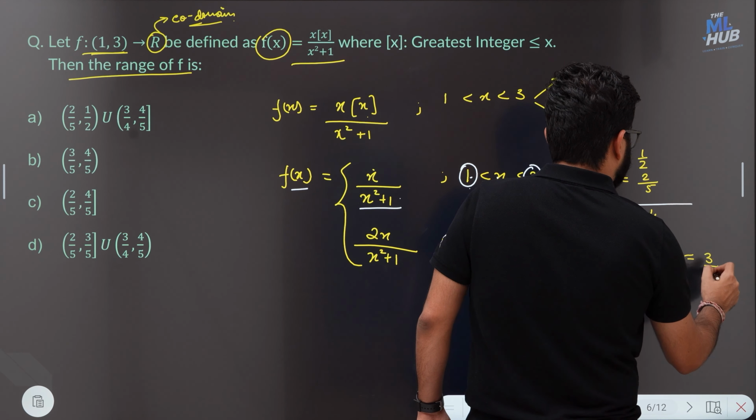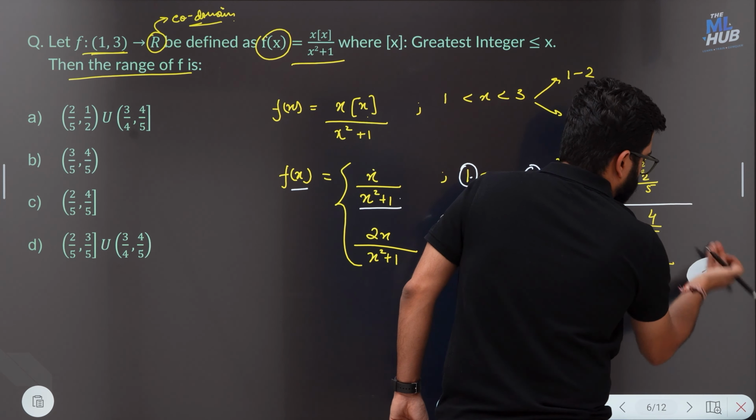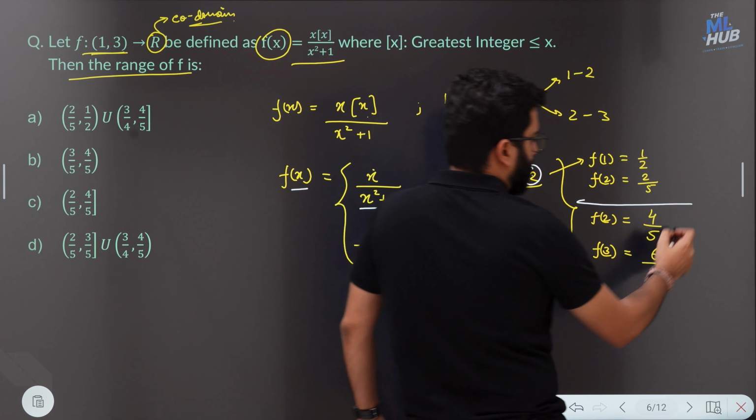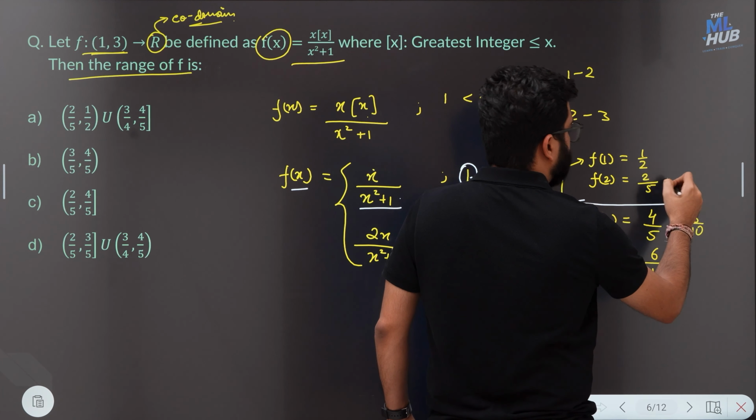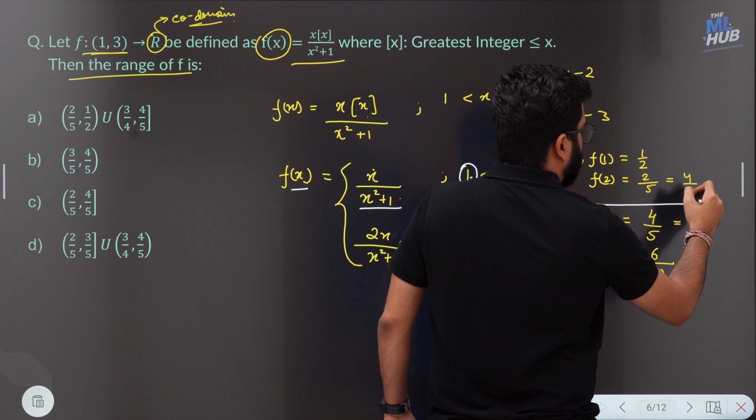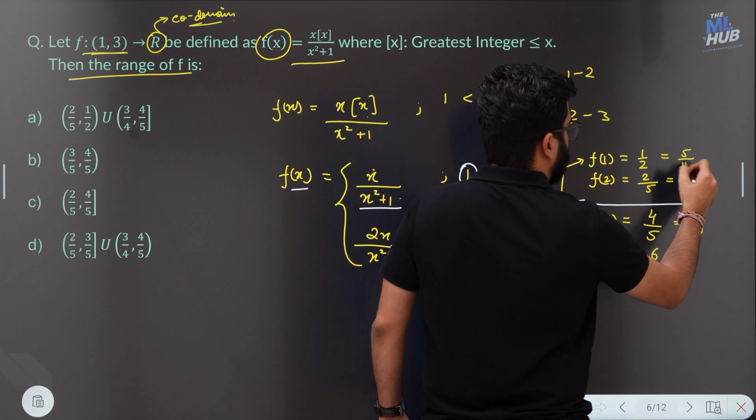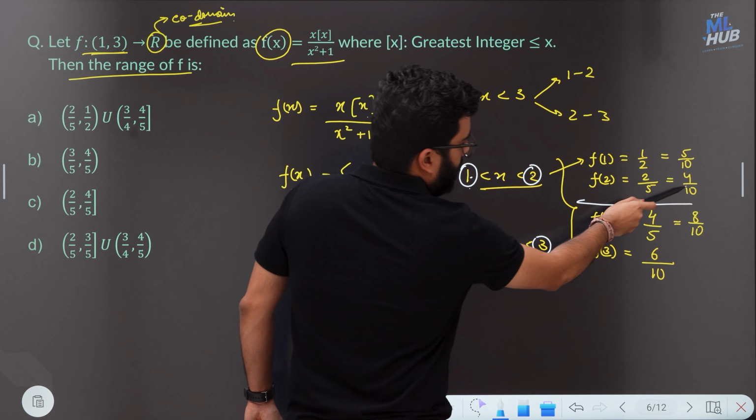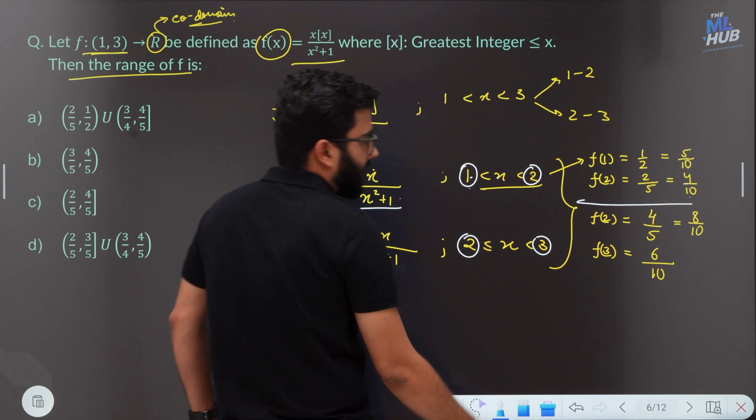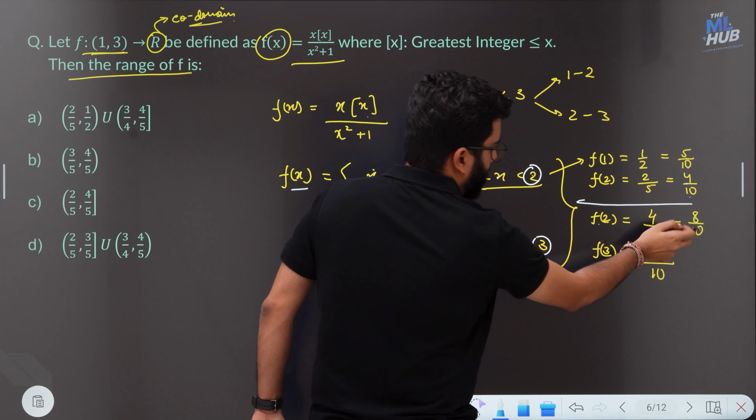3 by 5. So if we keep the denominator as 10 in all of them, it will be 8 by 10. It will be easy to compare. 4 by 10 and this is 5 by 10. So in the first range, y is from 4 by 10 to 5 by 10. And in the second part, y is from 6 by 10 to 8 by 10.